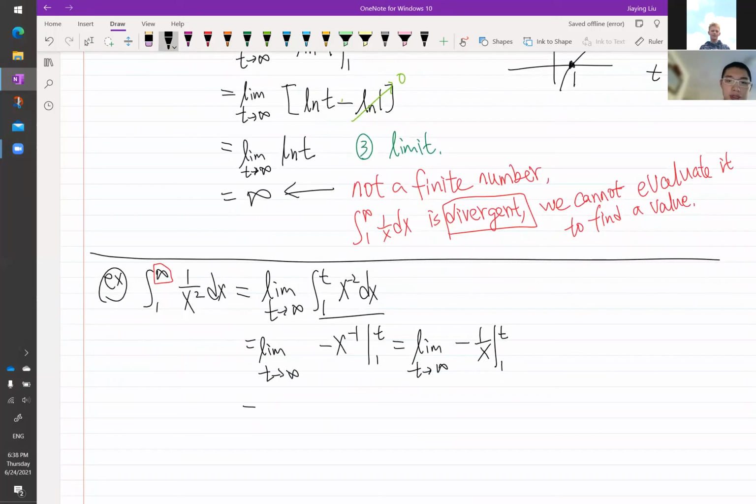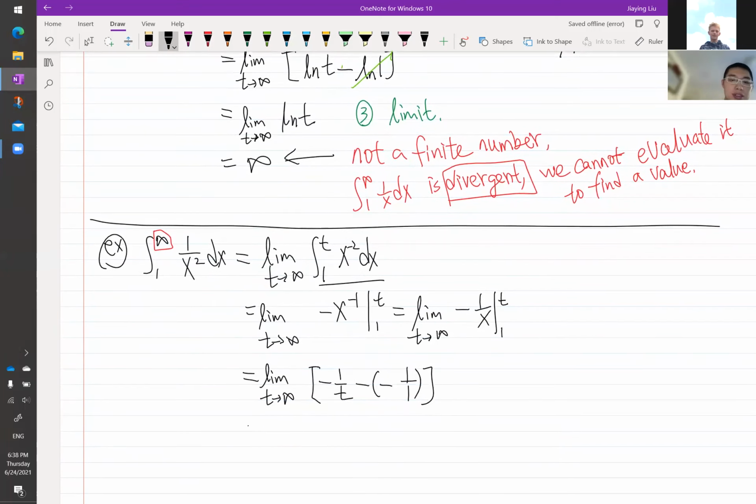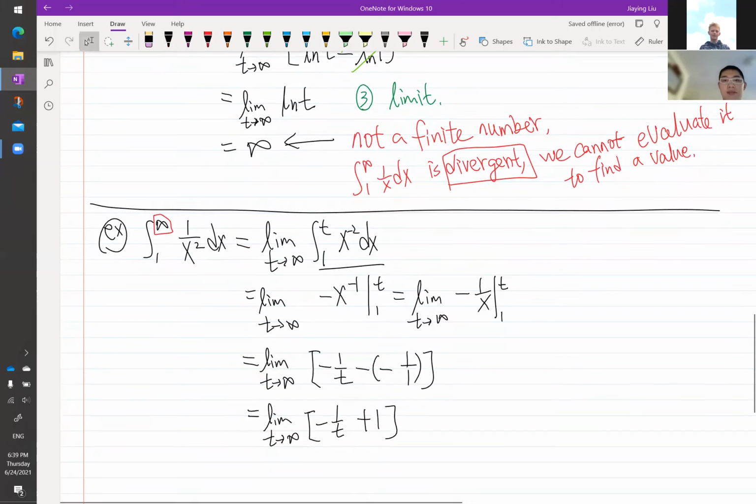The limit still stays. Keep track of those limits in every step. I'm just going to plug in t, so that's -1 over t minus -1 over 1. That's the definite integral, that's how we evaluate it. Simplified, that's the limit as t goes to infinity of -1 over t plus 1. That's the evaluation of the definite integral.